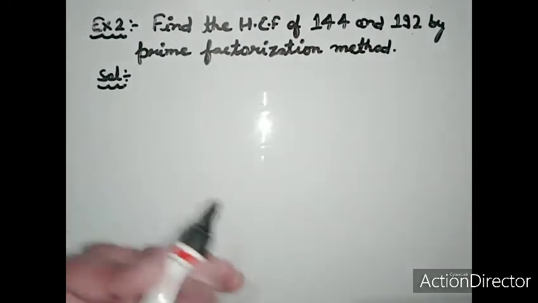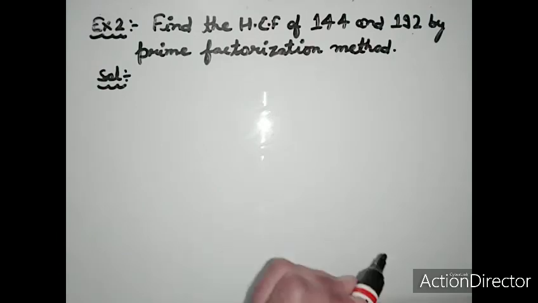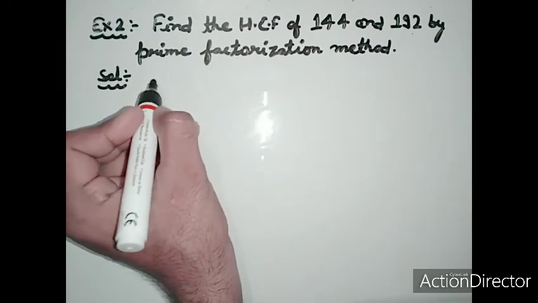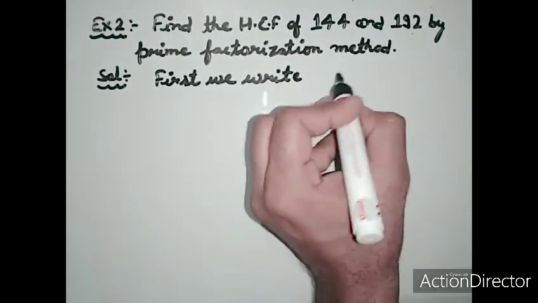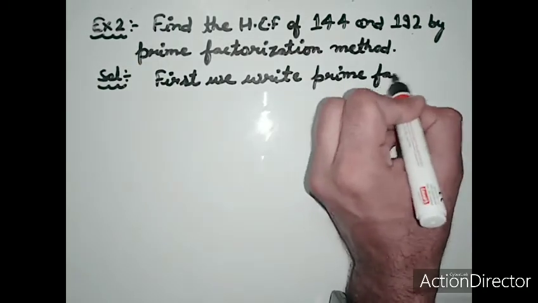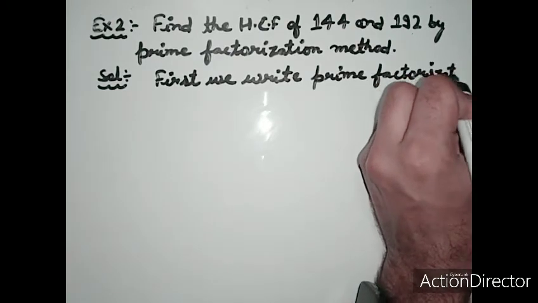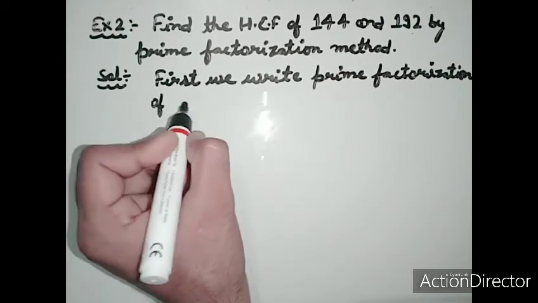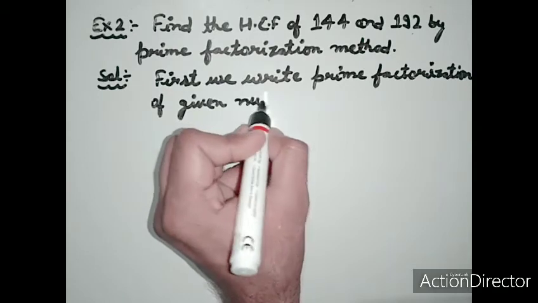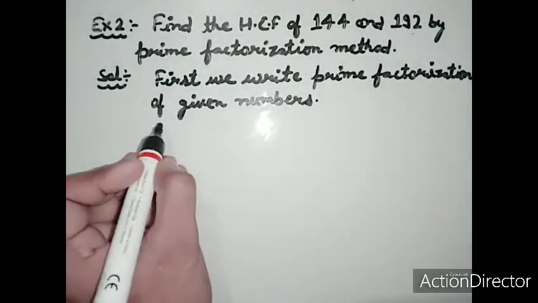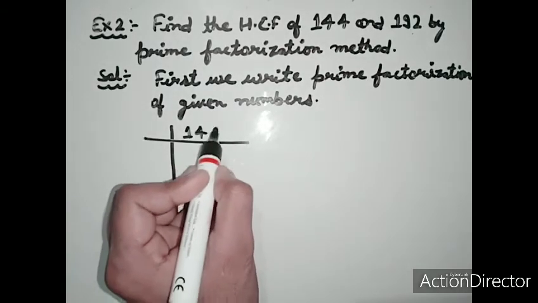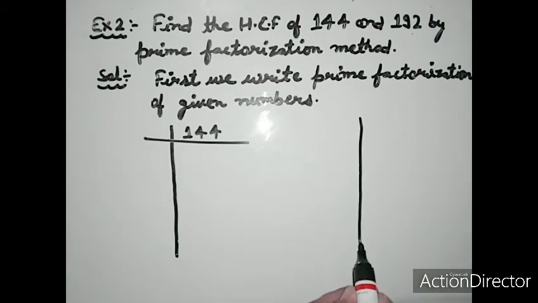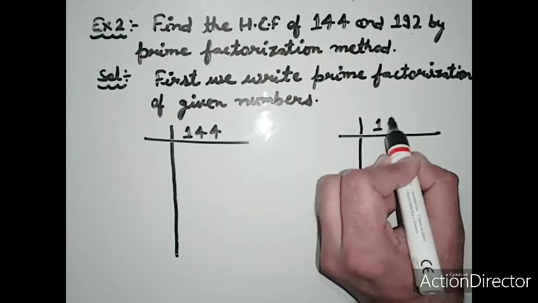Okay, so here we apply the same rule. First we find the prime factors of 144 and 192. So here first we write the prime factorization of the given numbers. So here first we find the prime factors of 144, and after that we find prime factors of 192.